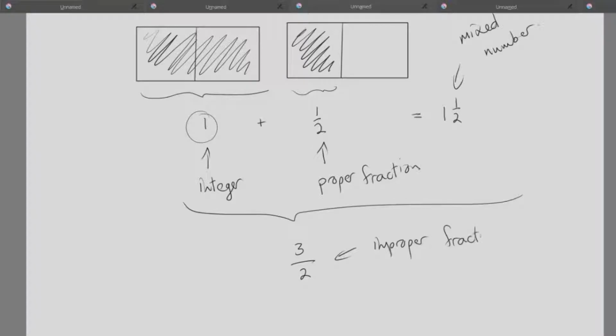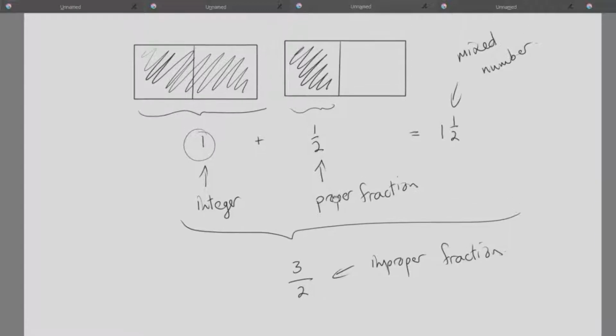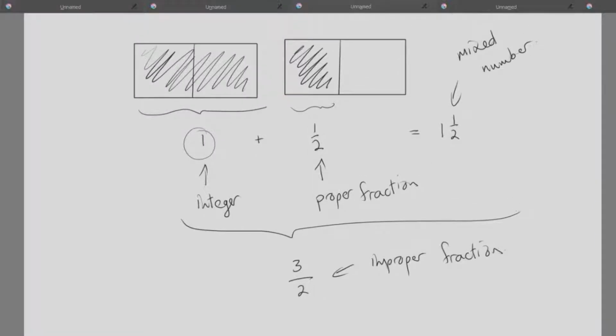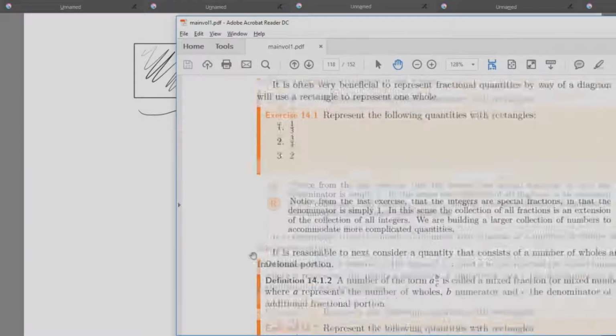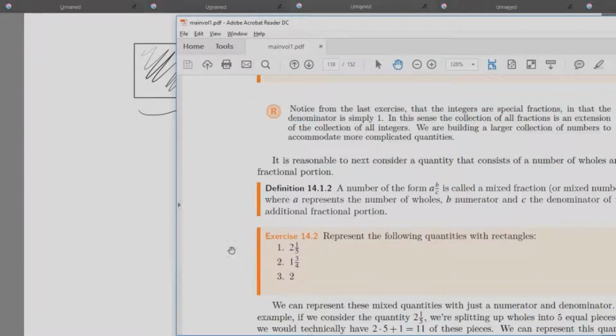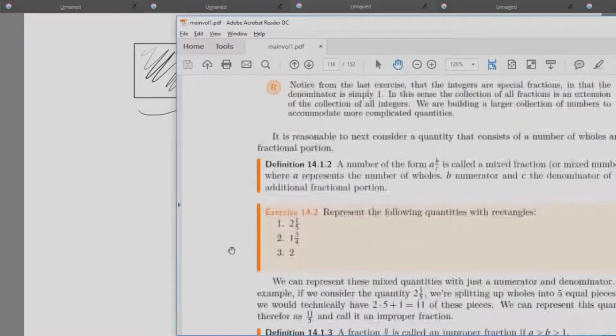Improper when the numerator is bigger than the denominator. Proper when the numerator is smaller than the denominator. Mixed when there's an integer and a fraction portion. And in the mixed number, this fraction portion will always be a proper fraction. Again, the textbook, as you can see here, has definitions and all kinds of things that I encourage you to read up on.